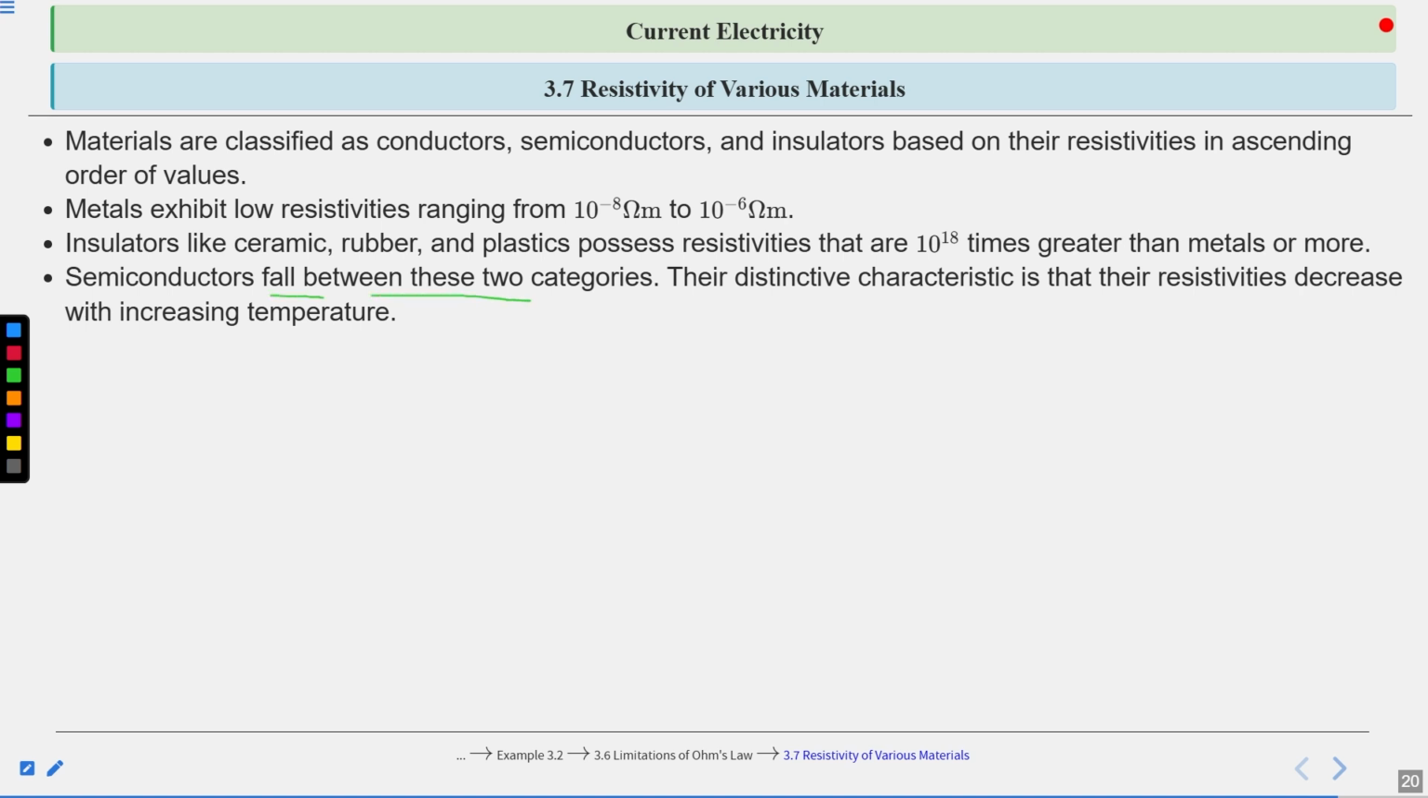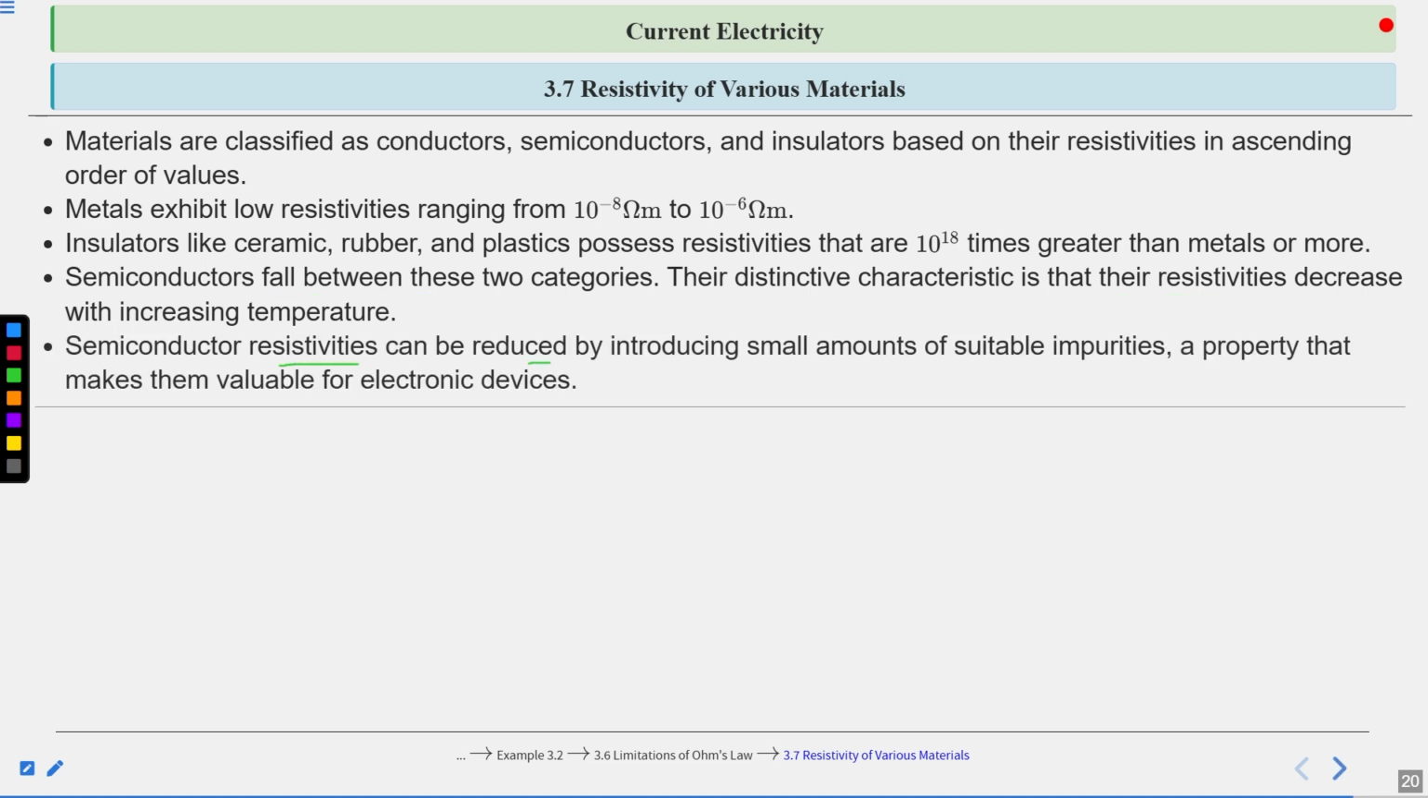Semiconductors fall between these two categories, as I have already mentioned. Their distinct characteristic is that their resistivity decreases with increasing temperature, that is, their conductivity increases when we increase the temperature. For metals, if we increase the temperature, their resistance also increases. But for semiconductors, if we increase the temperature, their resistance decreases. The case is inverse to that of conductors. So what is the mechanism? We will discuss that in that chapter only.